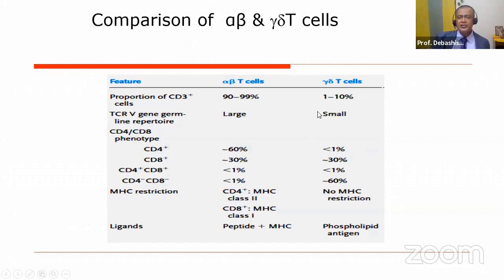is a small percentage of T cells which are gamma delta T cells, and 60% of them do not have CD4 or CD8. They are negative for both, double negative, and only 30% have CD8 positivity, and they have no MHC restriction unlike alpha beta T cells. However, they represent only about 1 to 10% of cells. They are important in certain infections and autoimmune diseases.